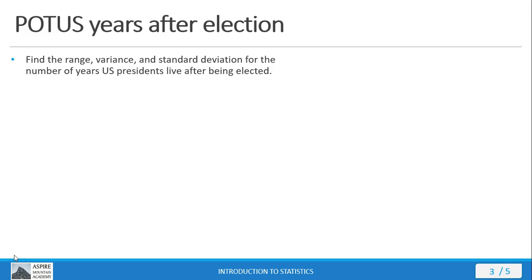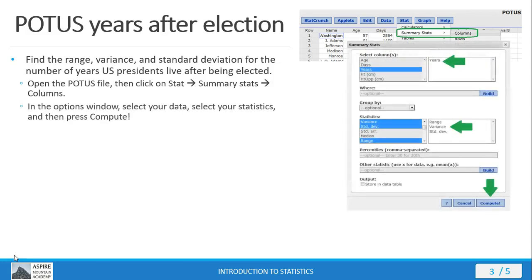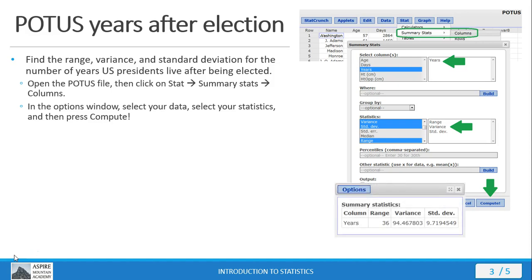Okay, how did you do? Well, once the data is in StatCrunch, you should click on Stat, Summary Stats, Columns. Then in the Options window, select the column with your data, pick your statistics, and then press Compute. Then you get your results, which should look something like this.